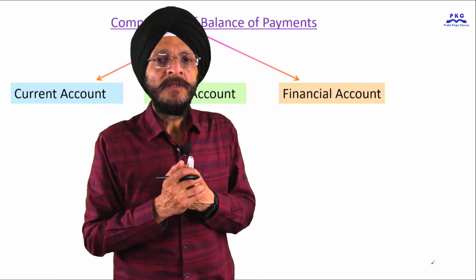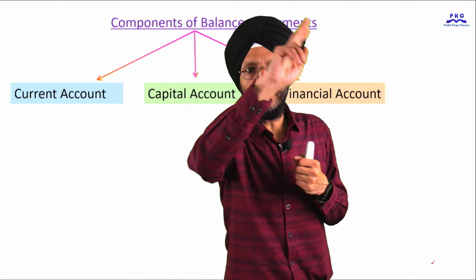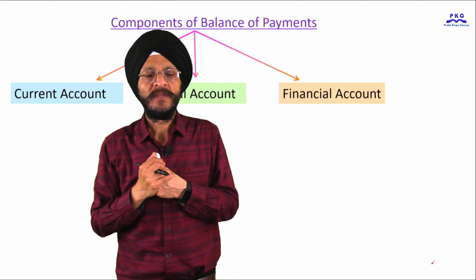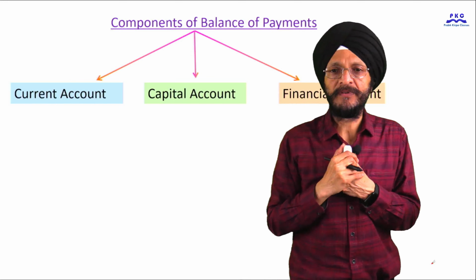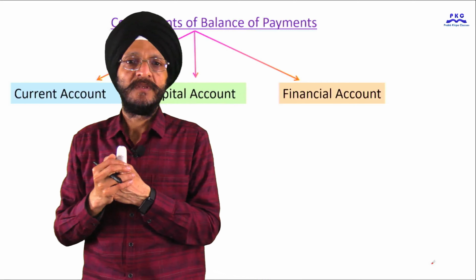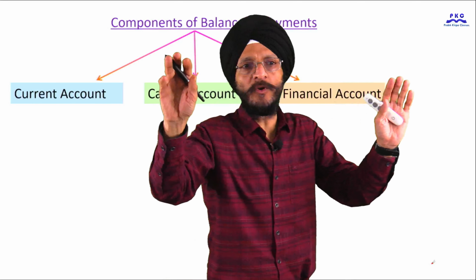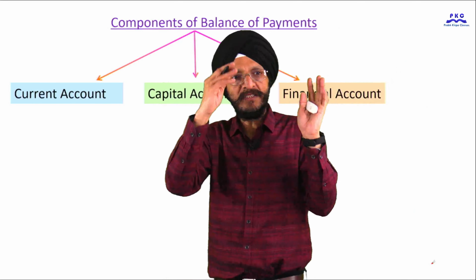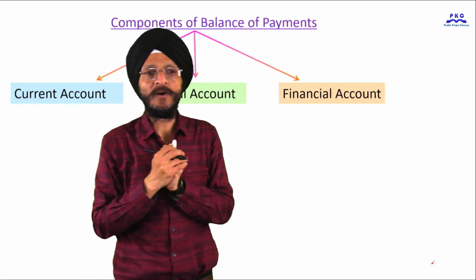Now, some persons say that there are only two components, current account and capital account. But as per the latest guidelines of the IMF, as per the accounting standards of the IMF, there are three components of balance of payments. One is current account, then capital account, and financial account. We will also discuss this later on.